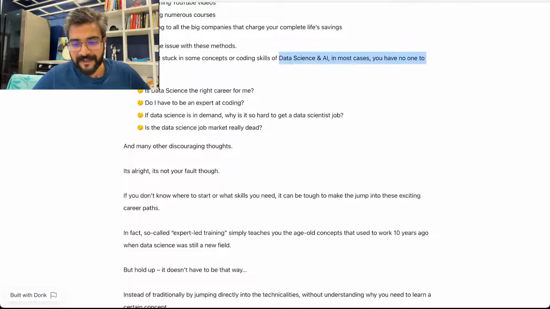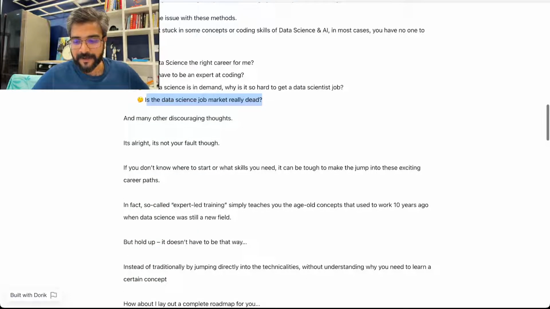Is data science the right career for me? Do I have to be an expert at coding? If data science is so much in demand, why is it so hard to get a data science job? Is the data science job market really dead? I need to add one more line to connect these two paragraphs. But yeah, and many other discouraging thoughts. It's all right. It's not your fault.